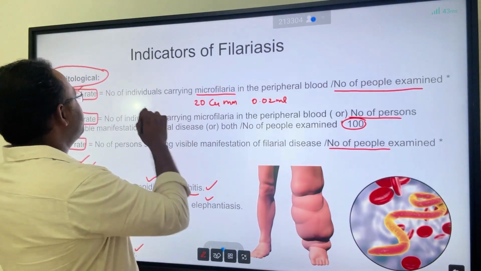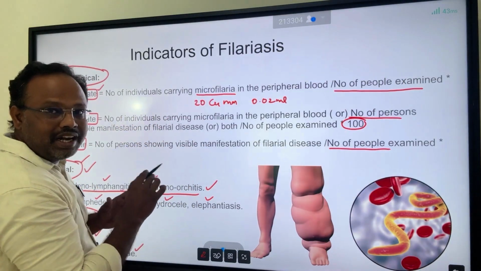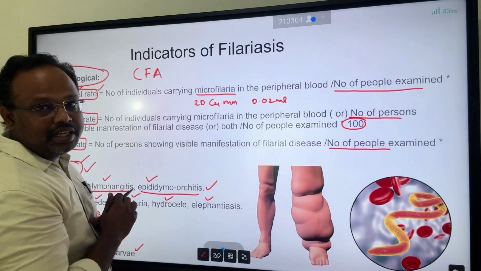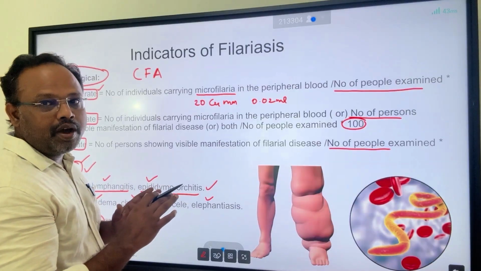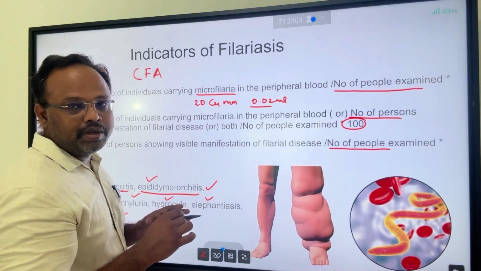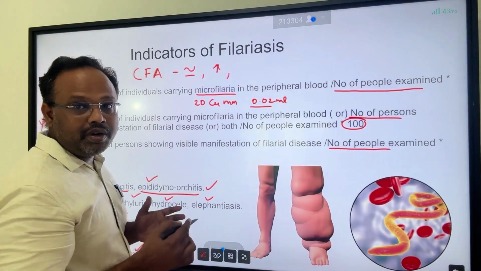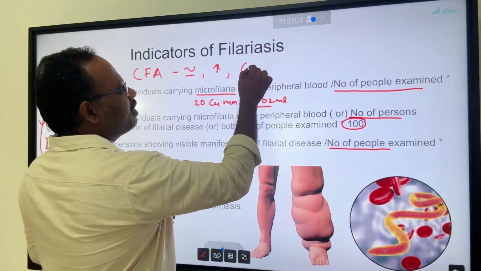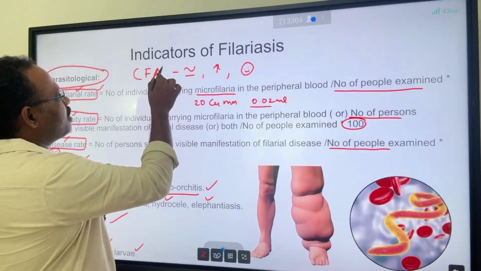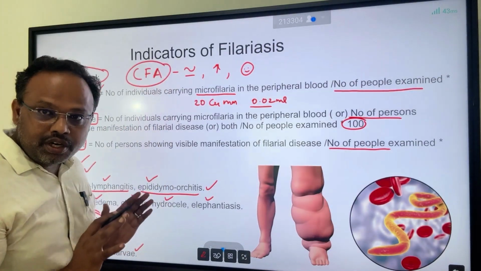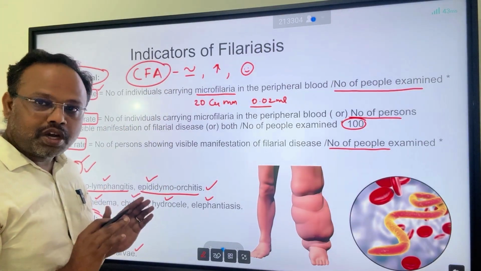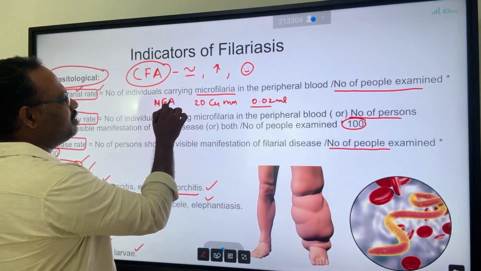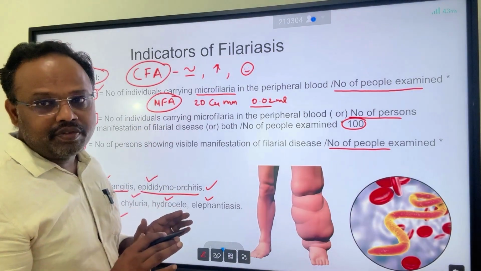There are many alternatives to this microfilaria test. Currently there is a test called CFA, that is circulating filarial antigen. It is similar to the microfilaria test, but the procedure of taking the blood is different. The sensitivity is high. Even when the capillary load of the microfilaria is less, it is able to identify it. Currently, this circulating filarial antigen test is also routinely used, and we have membrane filtration techniques also. So these are all additional techniques instead of microfilaria identification in the blood.